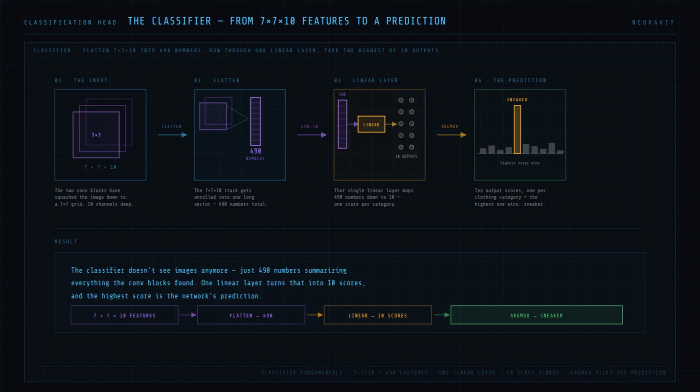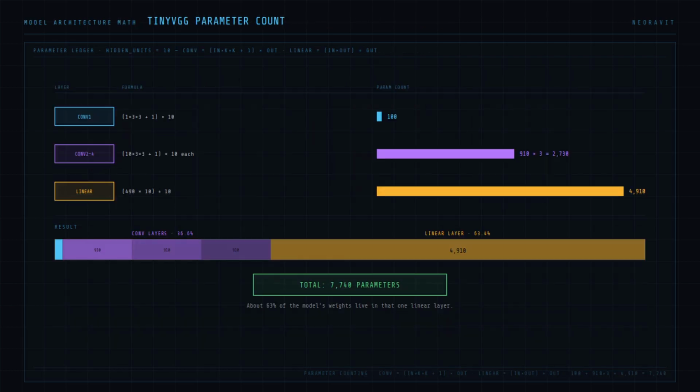That's the part that actually makes a prediction. At this point, the network has squashed the image down to a 7 by 7 grid with 10 feature channels. So I flatten that out into a vector of 490 numbers and feed it through a single linear layer that outputs 10 values, one per clothing category, and whichever output is highest is the prediction. The whole network is just under 7,800 parameters, which is actually tiny as far as neural networks go.